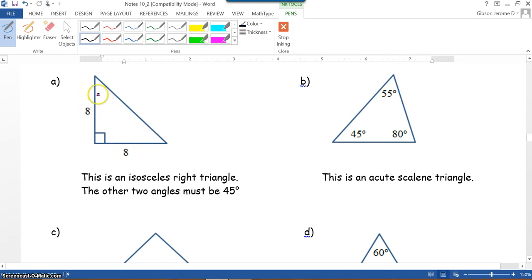So if this is 90, we know 90 is left, so that had to be divided by 2 because these two angles must be the same. So that is why this statement is true.